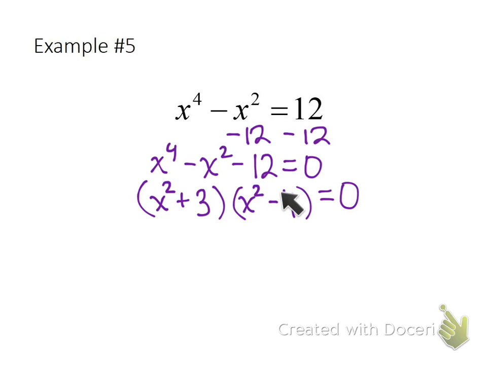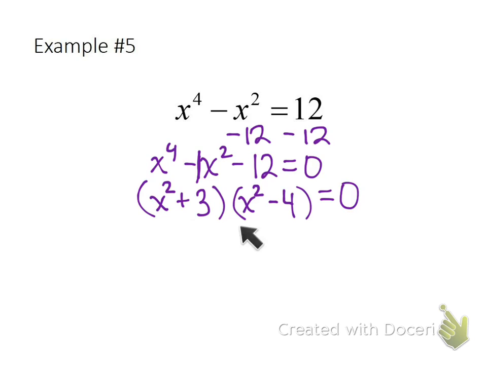Good. They multiply to a negative 12. They add up to a negative 1. Remember, if there's not a number written, that's a negative 1 there. All right, the next step. Oh, I don't think we're ready for our next step yet. We are not factored completely.